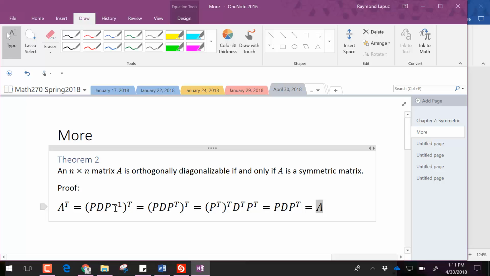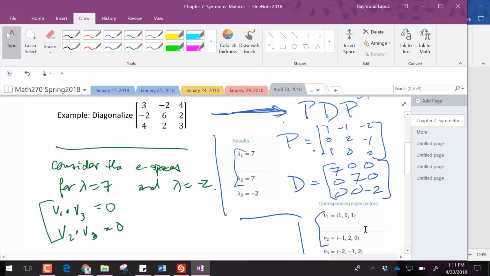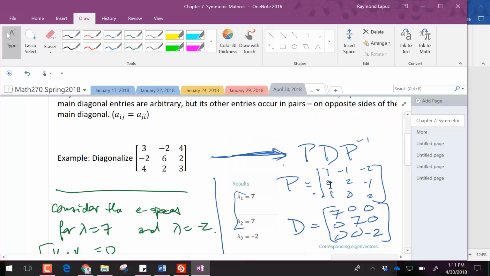So let's try to orthogonally diagonalize that example that we just did. In this example, is this the orthogonal diagonalization? Orthogonally diagonalizable. So we have an issue, right? So let's see.